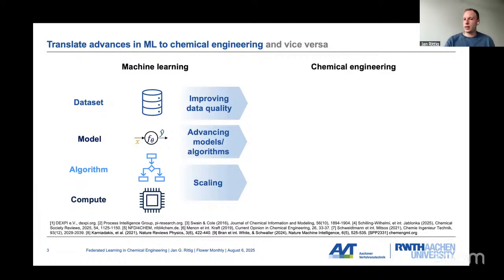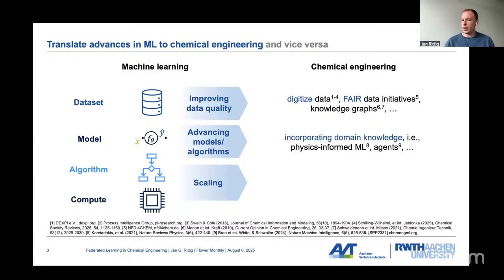And then if we look at the chemical engineering side, so what has been done so far, especially for improving the data quality recently, there have been initiatives on digitizing data, also FAIR data initiatives, and developing knowledge graphs to structure data. Then for advancing models and algorithms, a big field is incorporating domain knowledge, which is frequently known as physics-informed machine learning. Also, agents that combine LLMs with chemical engineering tools have been developed.